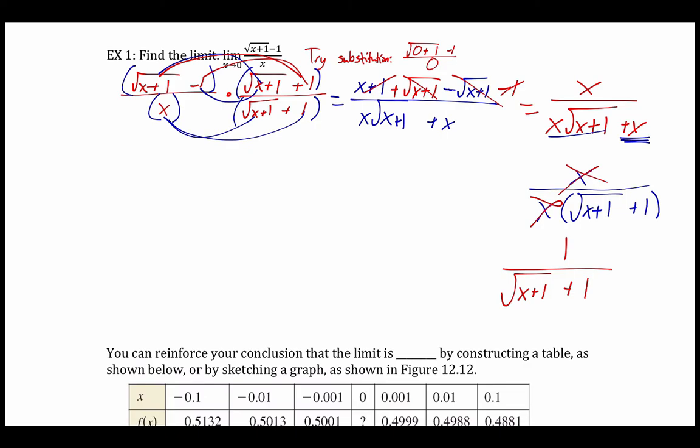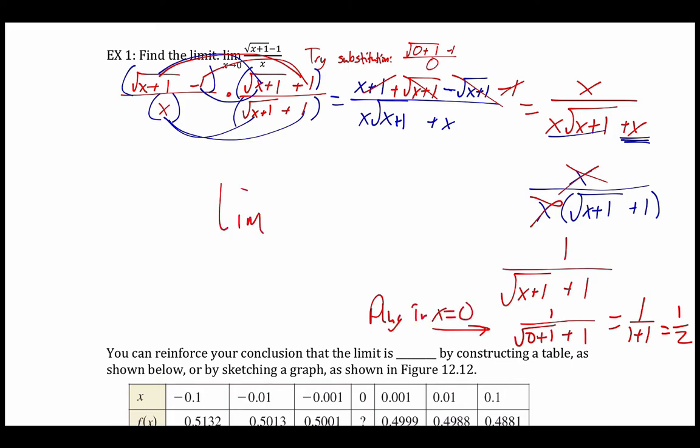From here, we can plug in 0. So when we plug in 0, we end up with 1 over the square root of 0 plus 1 plus 1. Well, the square root of 0 plus 1 is just 1, so we end up with 1 over 1 plus 1, which is 1 over 2. So in the end, we can say the limit as x approaches 0 of our original square root of x plus 1 minus 1 over just x equals 1 over 2.